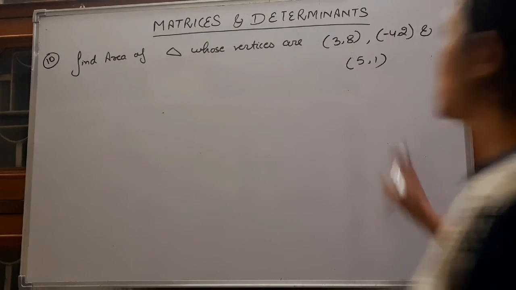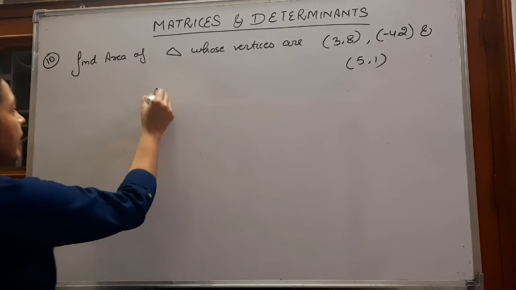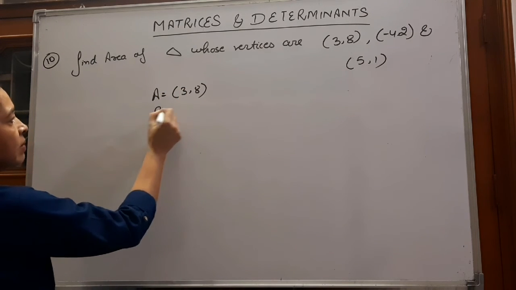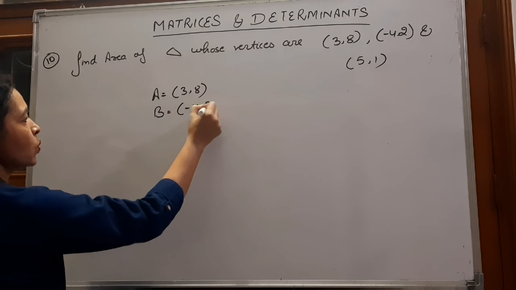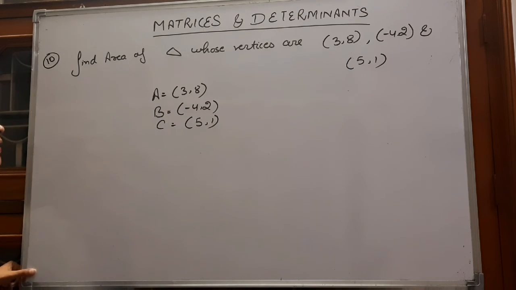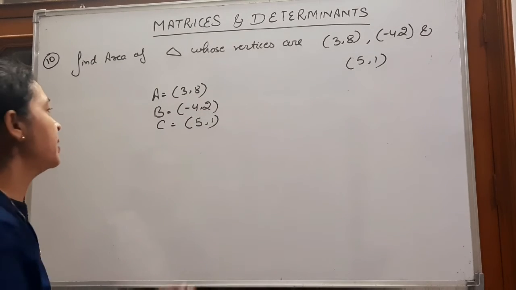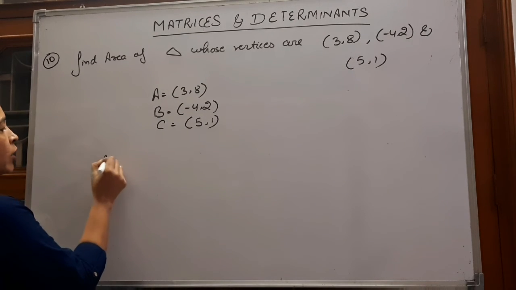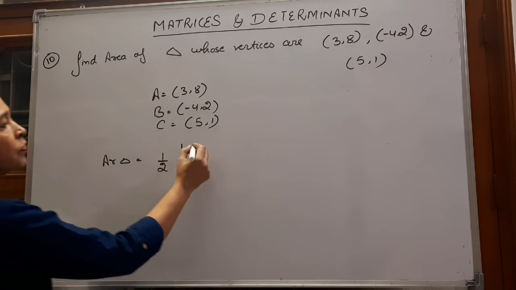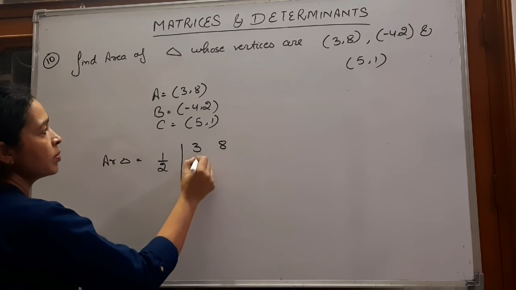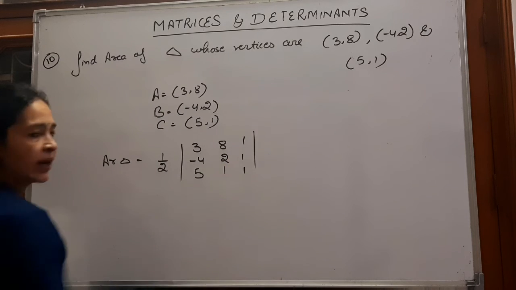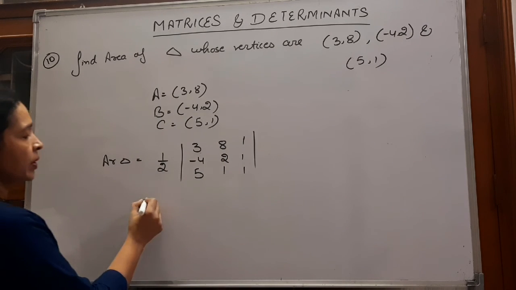Find the area of a triangle whose vertices are given. A is (3, 8). Let we have triangle ABC. Vertices of B are (-4, 2) and C is (5, 1). How can we find the area of the triangle? Using determinants. Area of the triangle is 1 by 2 into the determinant of 3, 8, -4, 2, 5 and 1. In column 3 we will write 1, 1 and 1.